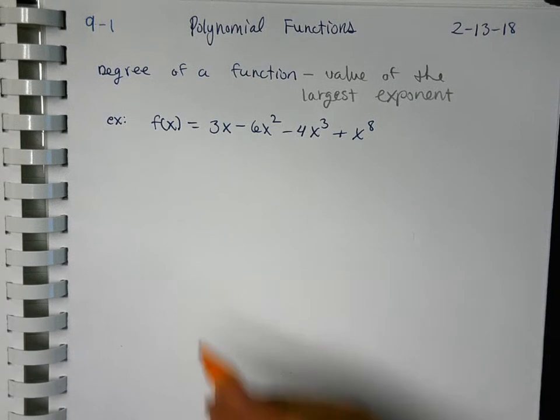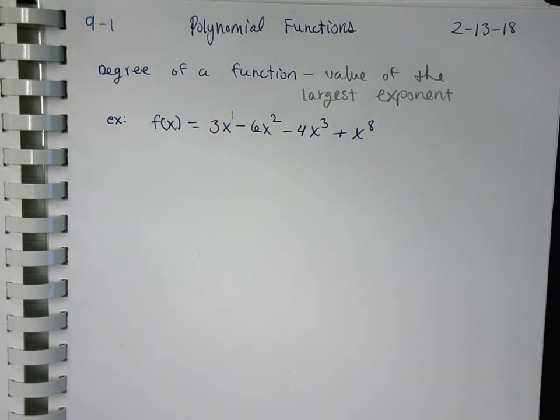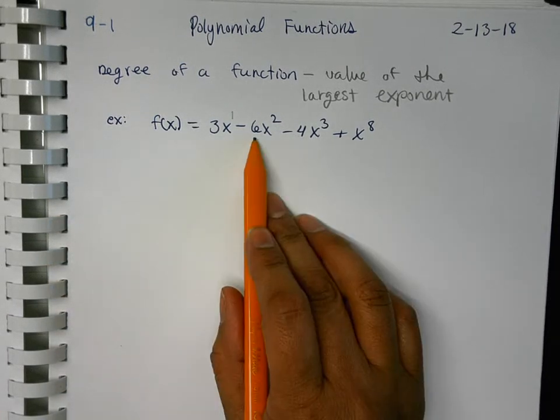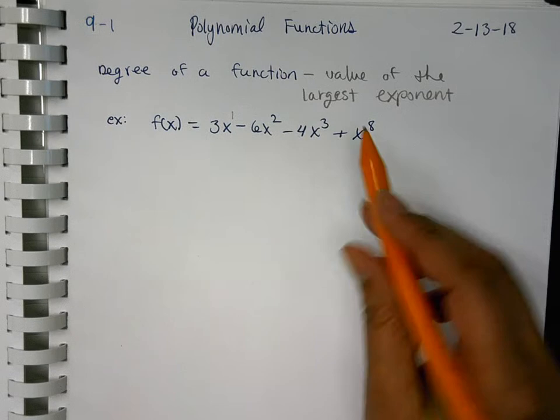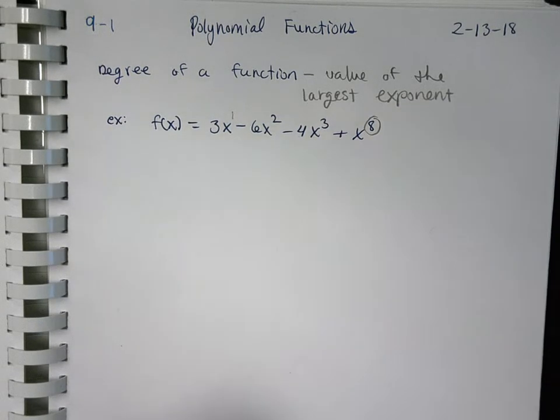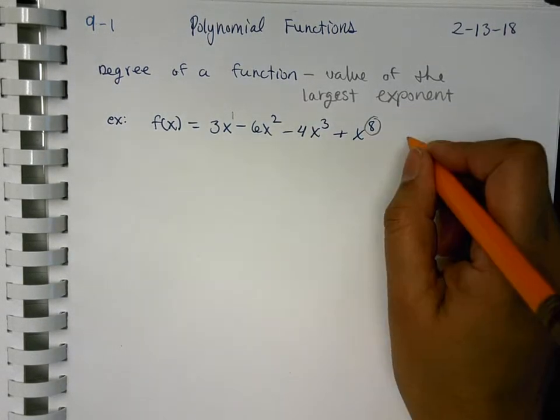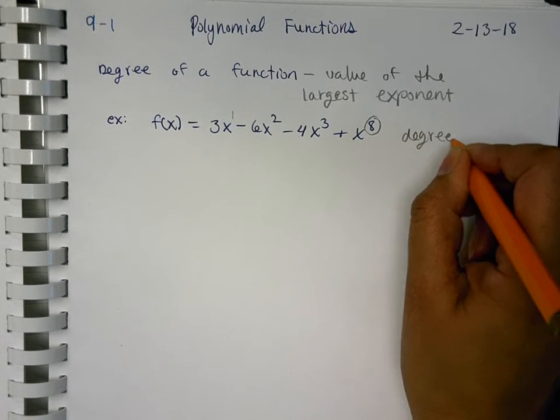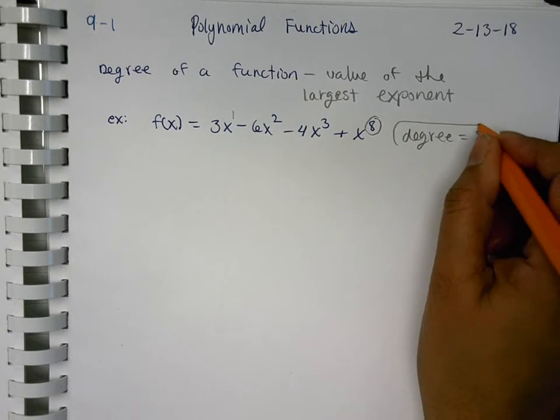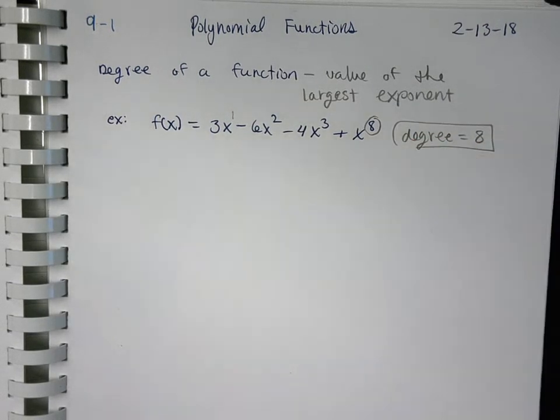Now, if a kid says the degree is 1 because that's the first exponent, is that correct? No, that kid, little Jimmy. The degree is 6 because that's the largest coefficient. Is that correct? No, little Jimmy. The degree is 8. I was giving a bunch of wrong answers purposely. So the degree is 8.